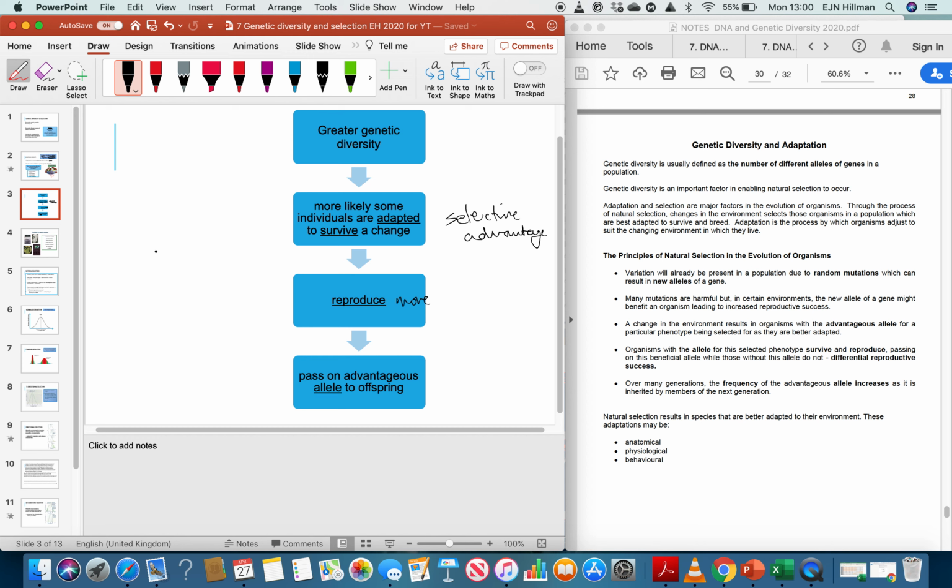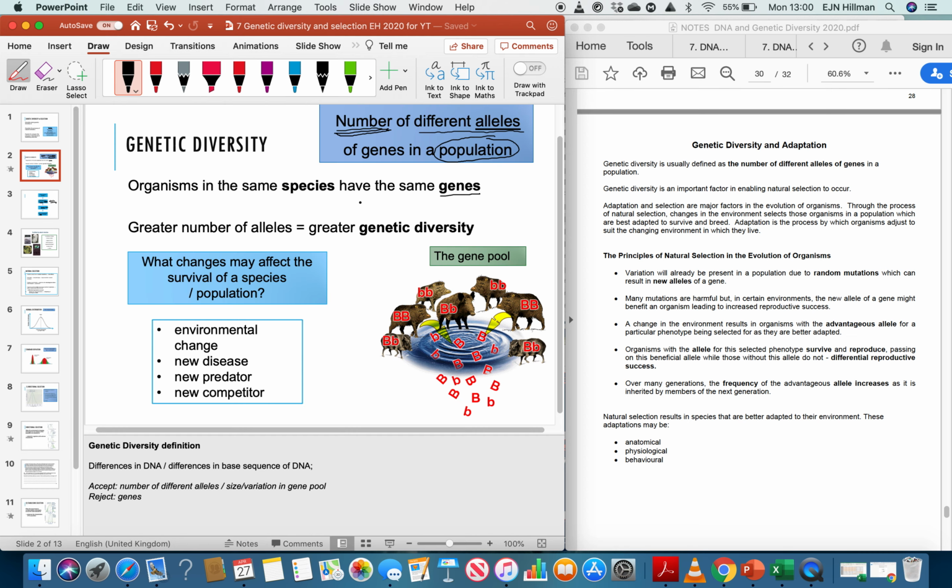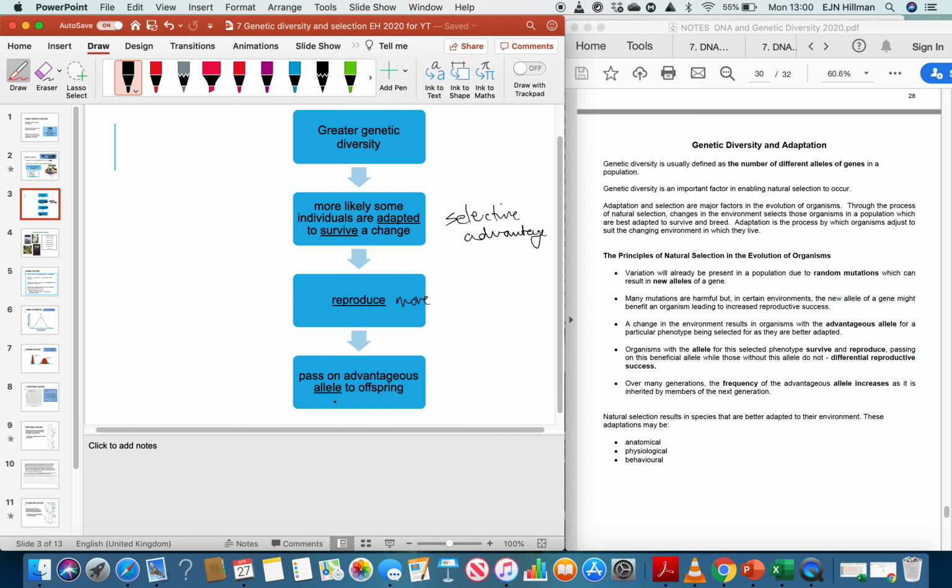Now it's really important here that we are referring to alleles, because remember, if you think back to the original slide, they all have the same genes. Genes is too vague here. We're talking about the inheritance, the passing on of an allele, a particular version of a gene that gives them that selective advantage.